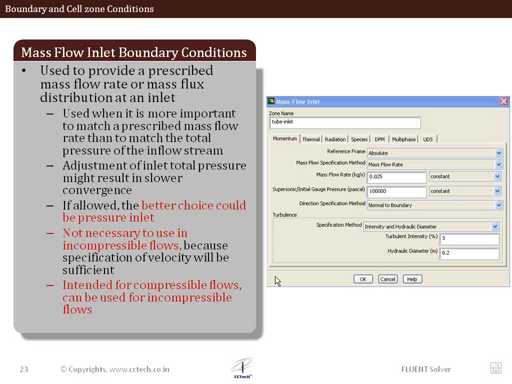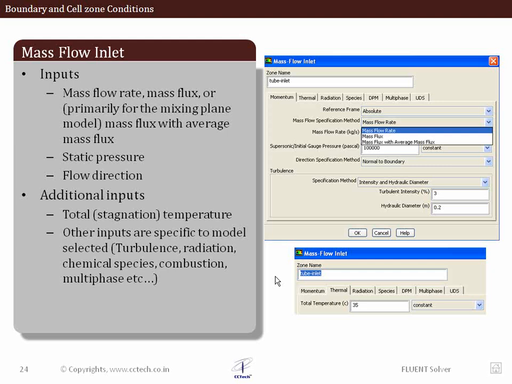If we can always maintain a constant mass flow rate, then this is something which we can give as an input for our given CFD simulation as a boundary condition. It is not so necessary if it is an incompressible flow; we can very well give a velocity inlet boundary in that case. The inputs that are required, we can specify in three ways: either as a mass flow rate or a mass flux, or a special kind of boundary condition for mass flow rate, the mass flux with average mass flux.